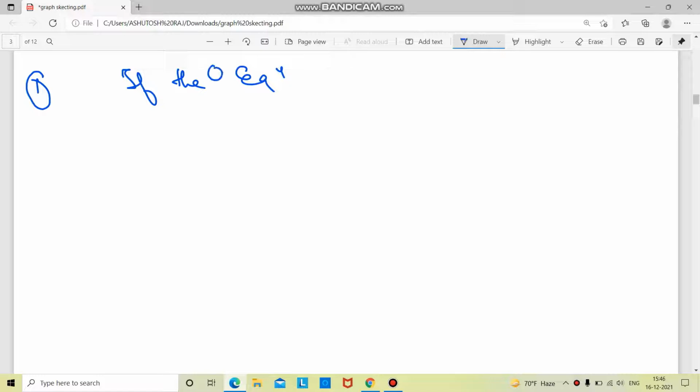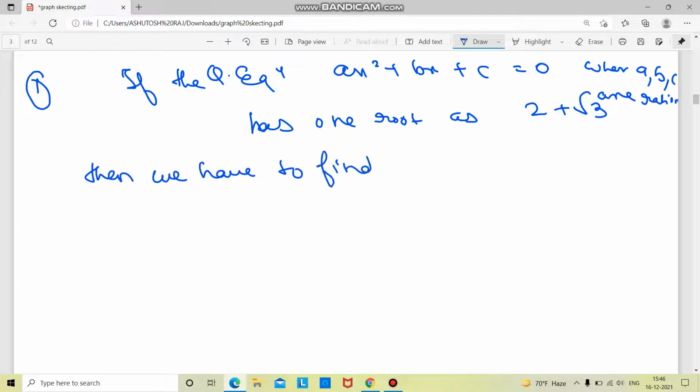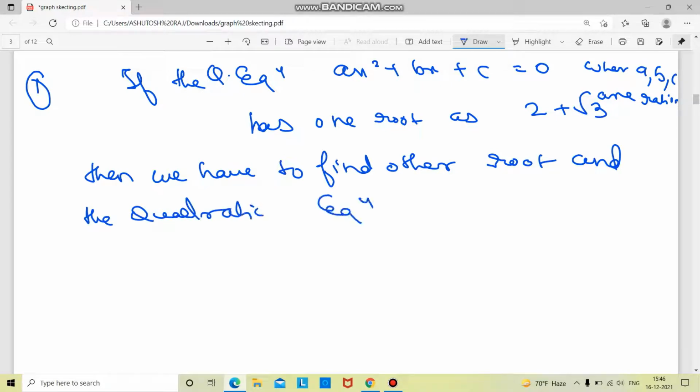Today's first problem: if the quadratic equation ax square plus bx plus c equal to 0 has one root as 2 plus root 3, where a, b, c are rational, then we have to find the other root and the quadratic equation.